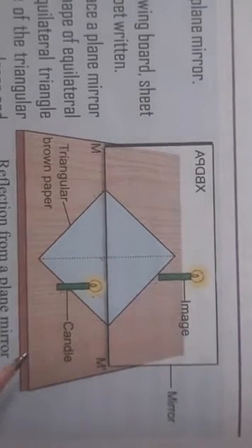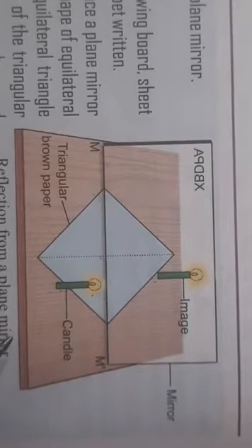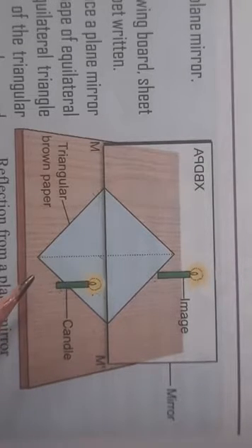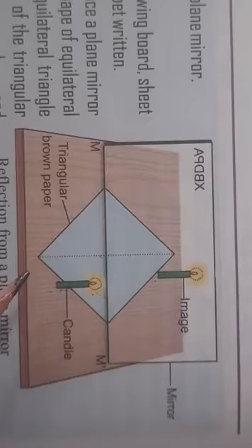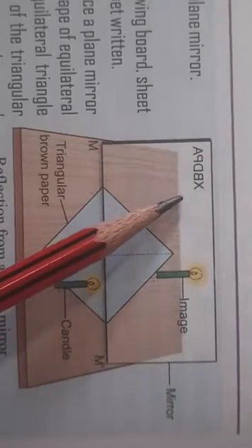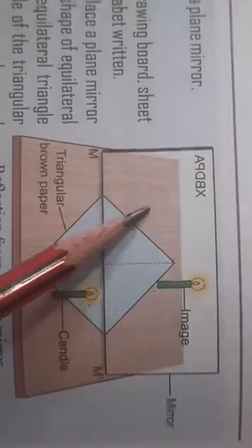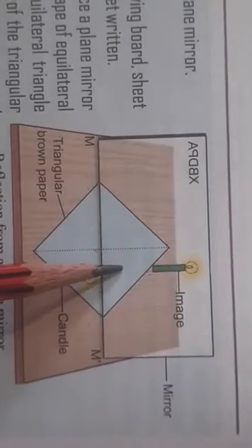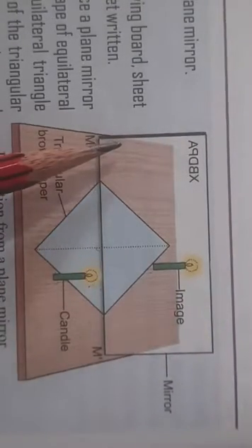And the letters you will see are laterally inverted. Laterally inverted means if you lift your right hand, it will look as if you have lifted your left hand. If you lift your right hand, the left hand will appear, and if you lift your left hand, the right hand will appear.